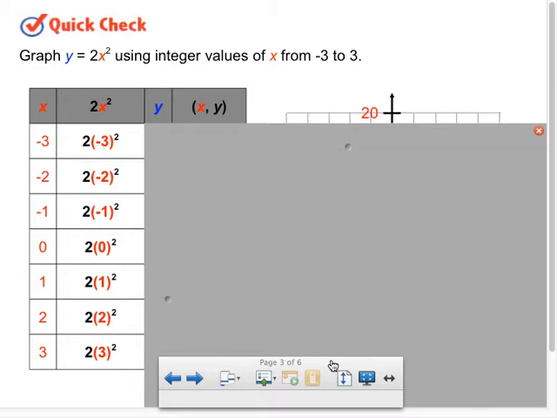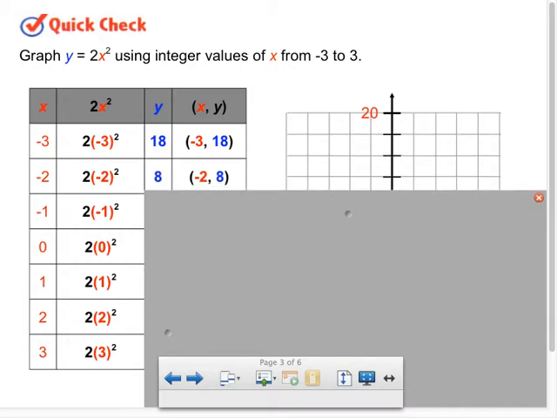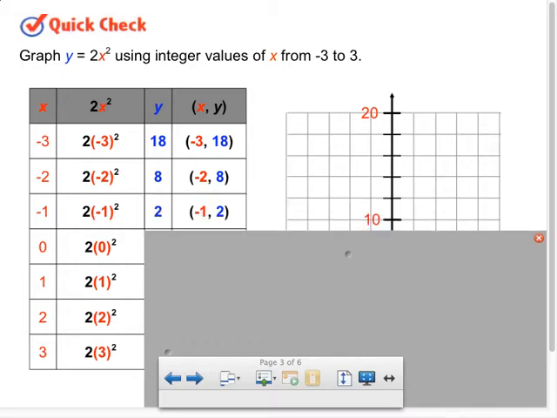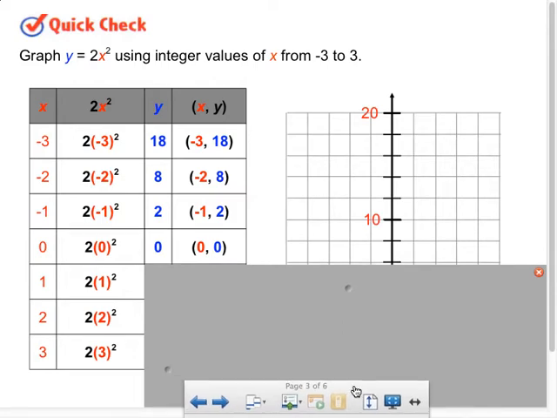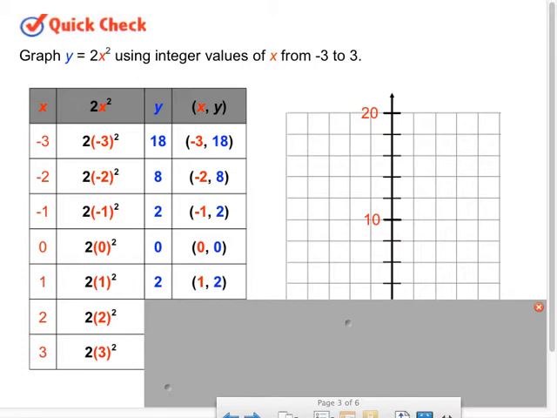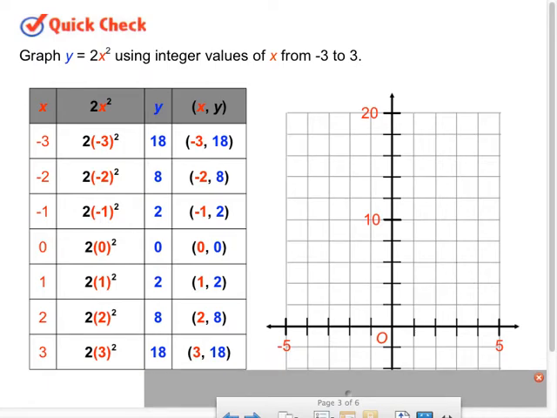Who's got the first output for an input of -3? Who's got it? Goldus. 18. Positive 18. Because the -3 times the -3, positive 9. 9 times 2, 18. Who's got the next output for an input of 2? X is 2. What's Y? Justin. 8. Very good. Who's got the next one? 2. Correct. Who's got the next one? 0. Okay. Who's got the next one? 2, correct. 8, correct. 18, very good. Let's go ahead and graph this.